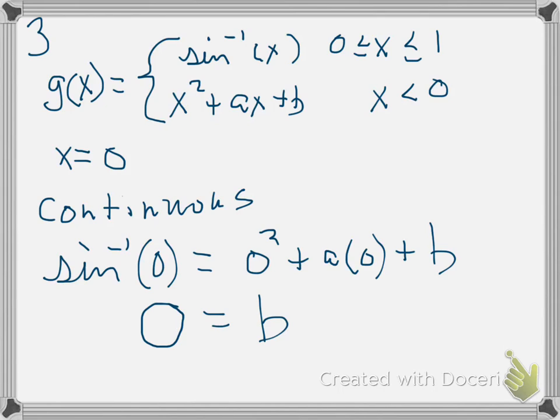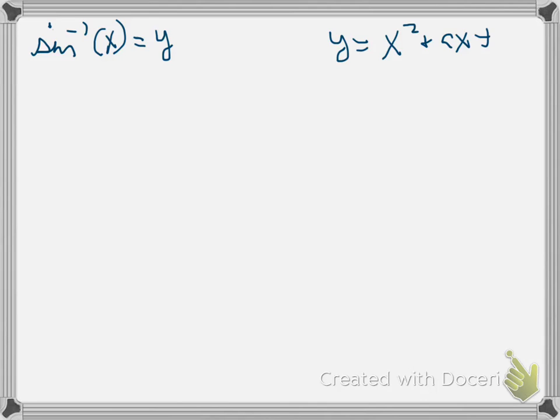Now we need to worry about the differentiable part. We need to take the derivative of each of these things. So we've got the inverse sine of x, and I'm going to say that equals y. And I'm going to say the other y is this quadratic, x squared plus ax plus b. The quadratic is real easy to find the derivative of.